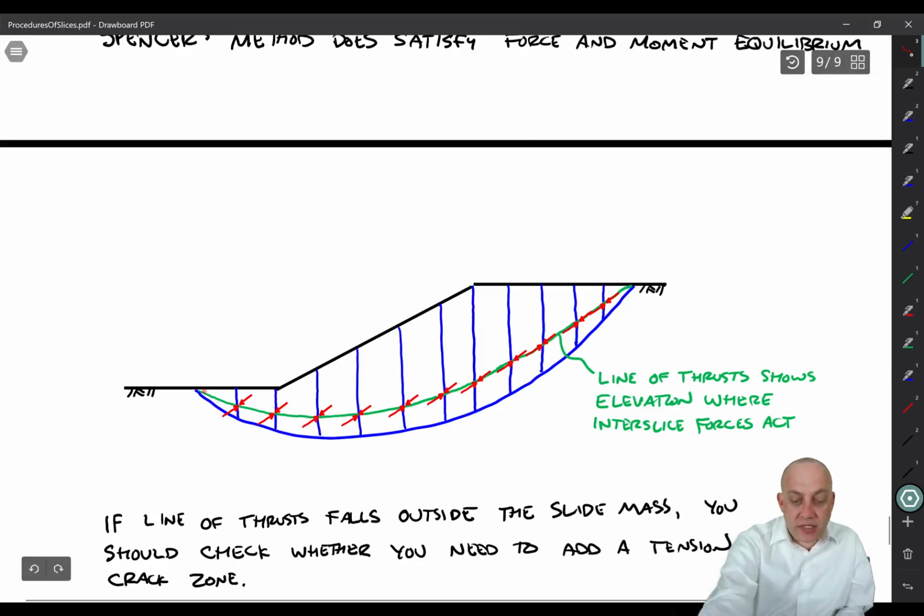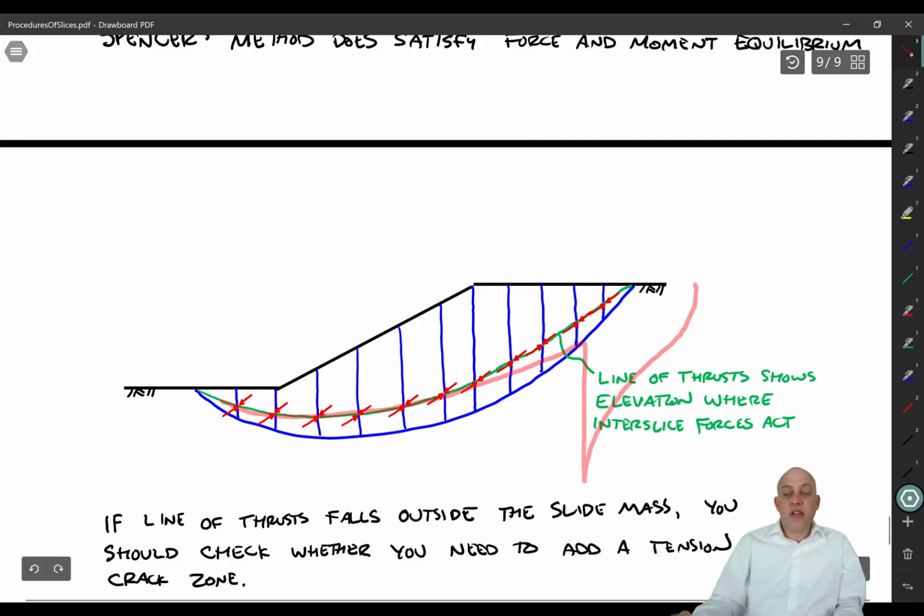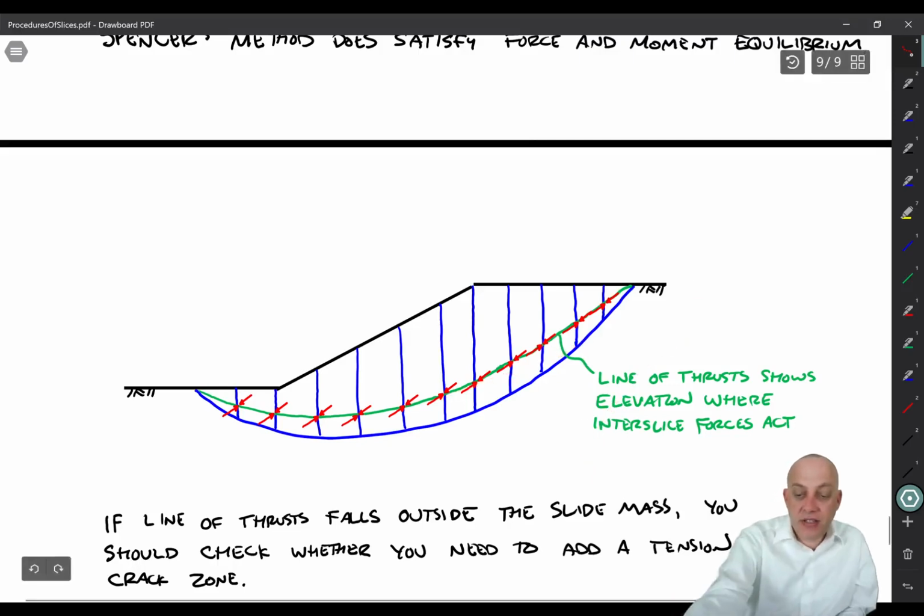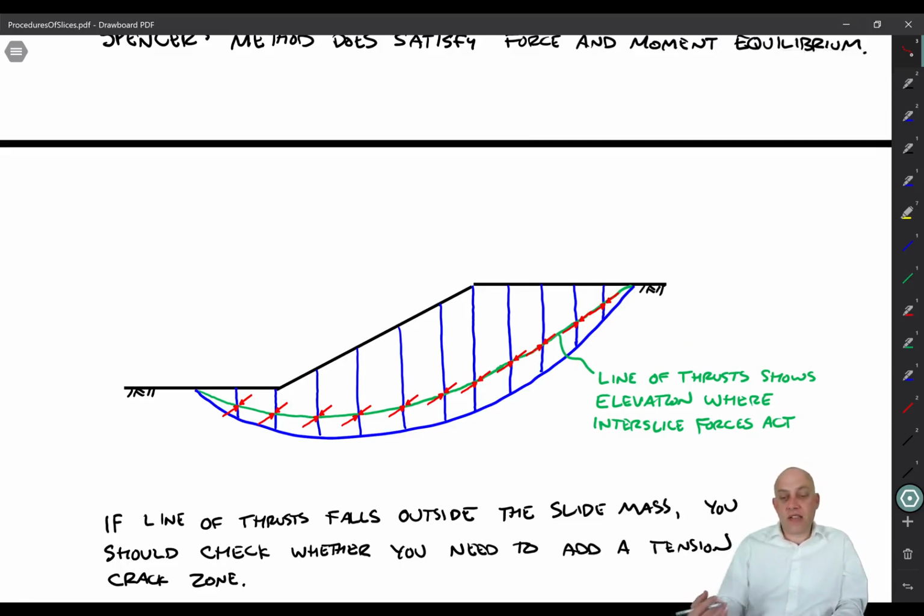What you'll see is that sometimes it comes along just fine right here, and then it hits the slope and drops down like that and goes something like this. Well, what that indicates is that you have a problem. Most commonly, the line of thrust has to act within the body, right? You can't have interslice forces that are acting outside of the slices. That doesn't make any sense.